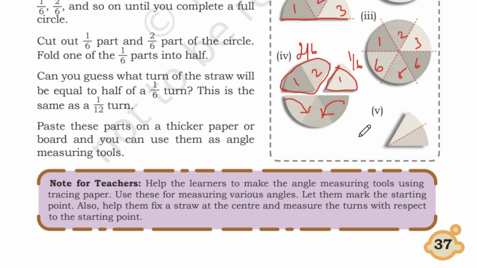So this is the same as 1 by 12 turn. Yes, what they have done, they have made this into 2. One part they have given into 2. So 6 2s are 12. So the half part has been already taken. So this is equal to 1 by 12.